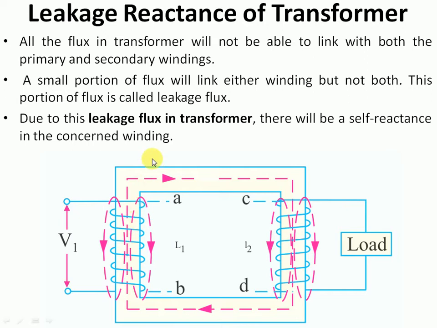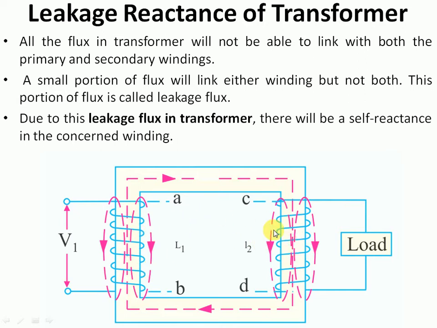A transformer core with primary winding and secondary winding is shown here. If you see in this transformer diagram, a very small portion of the flux won't be linking with both the windings. Such portion of the flux is called as leakage flux. Here you will be able to see when current is flowing through the primary winding, definitely a small portion of the flux, which is indicated by these red lines, is not linking with the secondary winding.